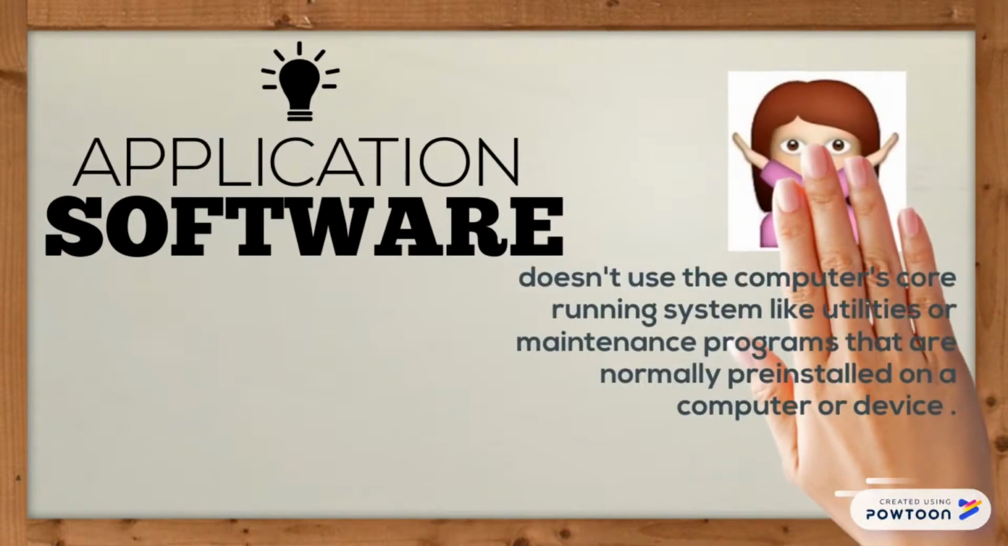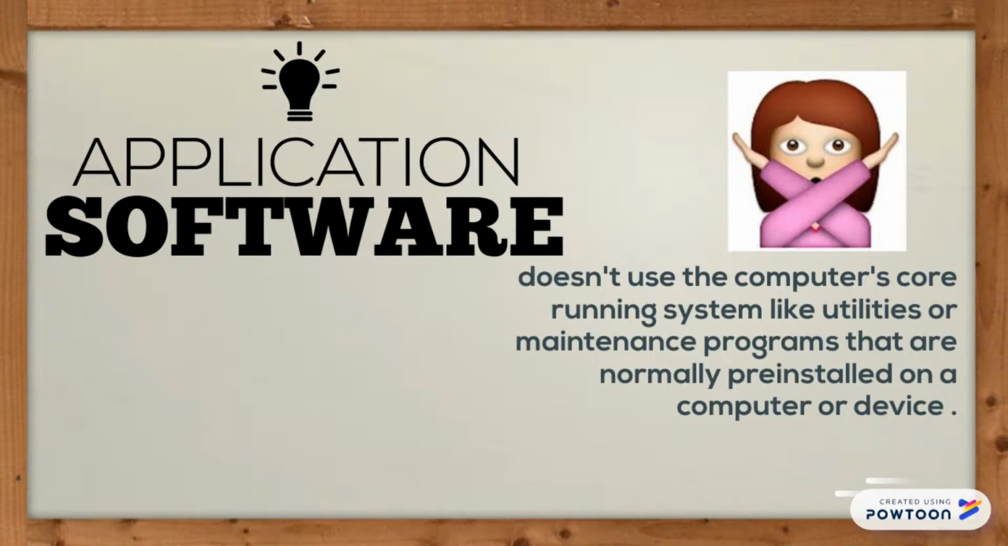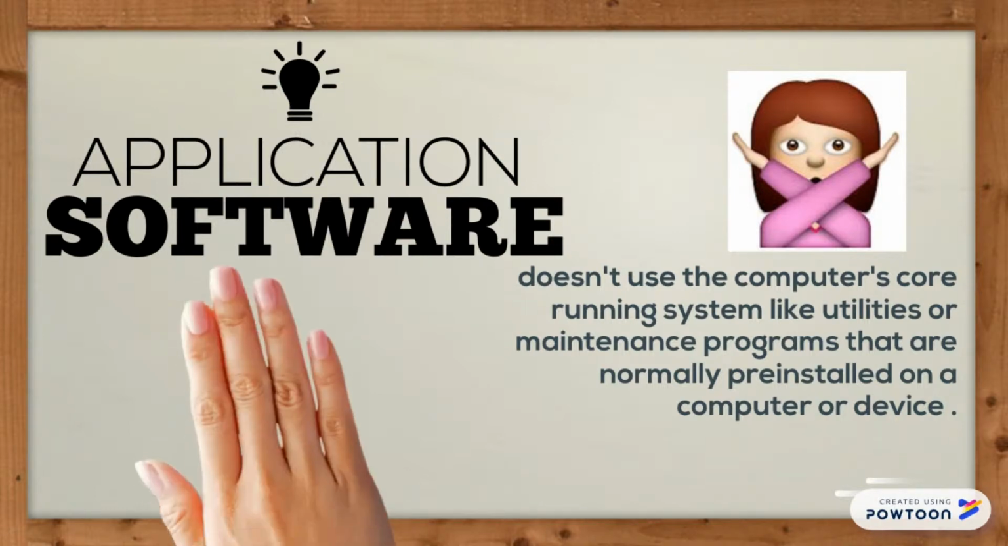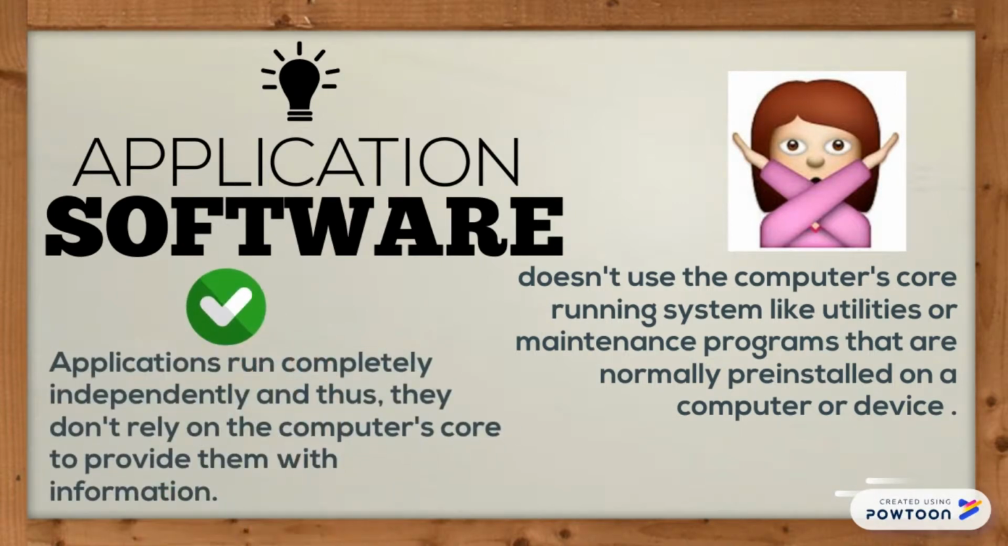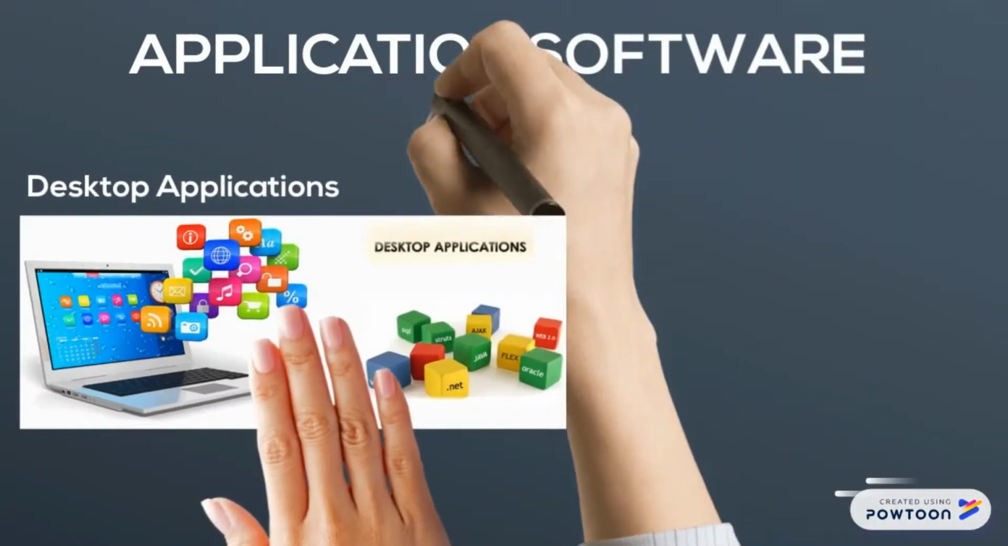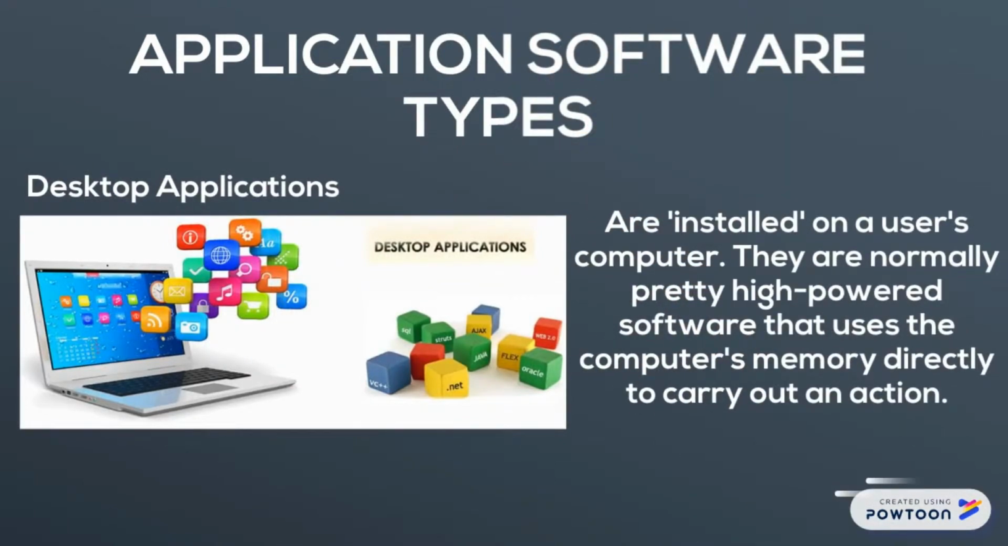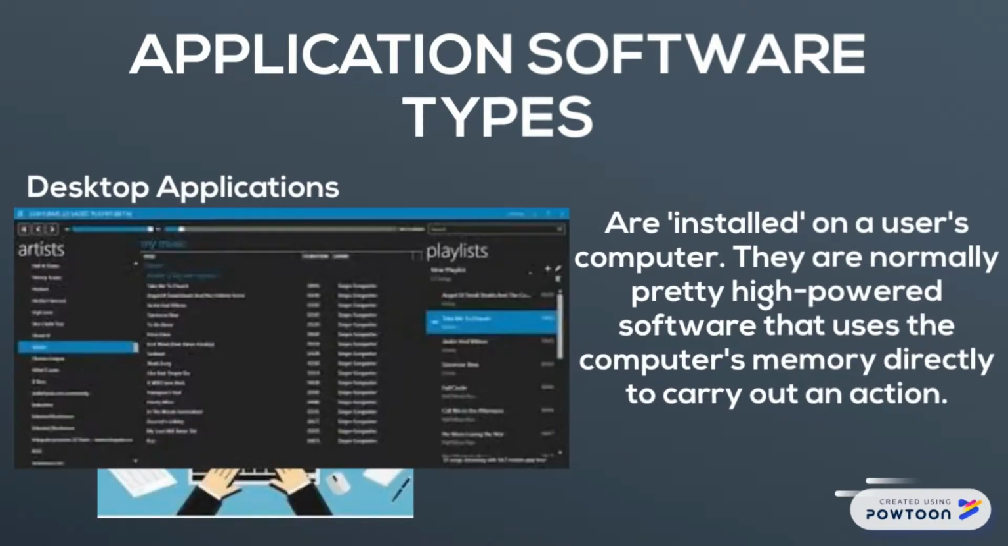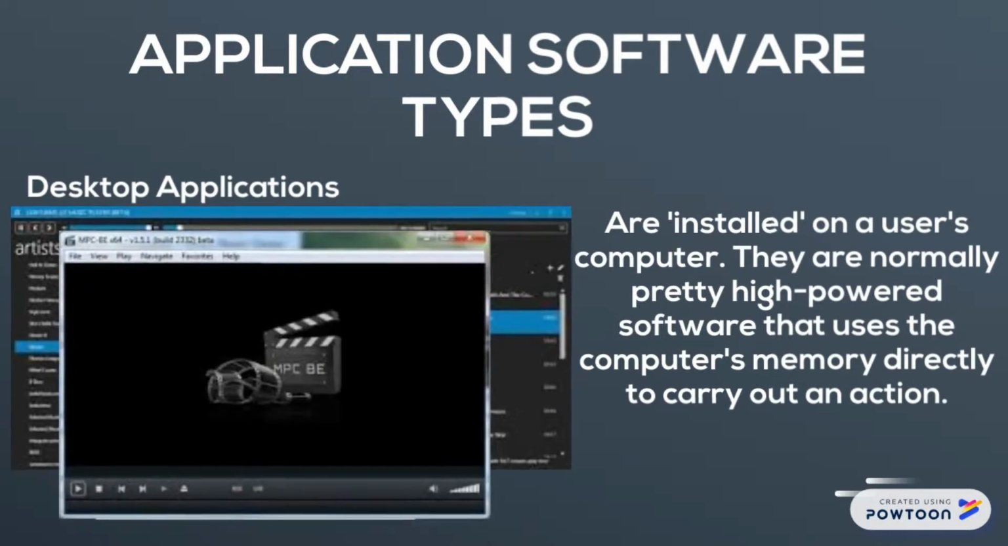Application software doesn't use the computer's core running system like utilities or maintenance programs that are normally pre-installed on a computer or device. Applications run completely independently and thus, they don't rely on the computer's core to provide them with information. Application software types. Desktop applications are installed on a user's computer. They are normally pretty high-powered software that uses the computer's memory directly to carry out an action. Examples of desktop applications include productivity applications such as a word processor, a music player or video player.